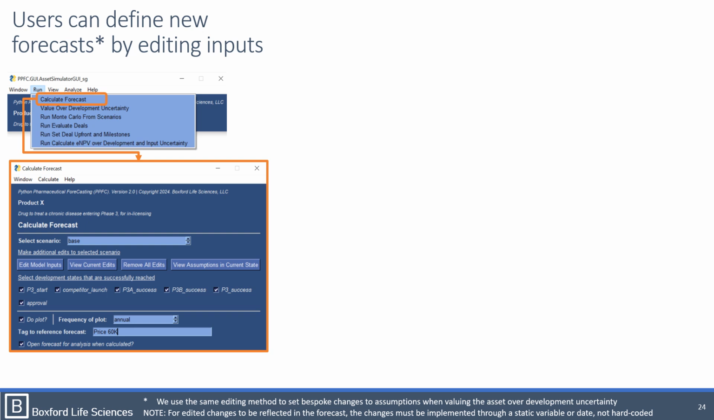And when we calculate forecasts, we've seen that we can do it by changing different development outcomes. We can also go in and calculate new forecasts by editing individual inputs. In this case, we're going to calculate a forecast, and we're going to change the annual price of our drug from $50,000 to $60,000, and we're going to give that a new named forecast called price 60K.